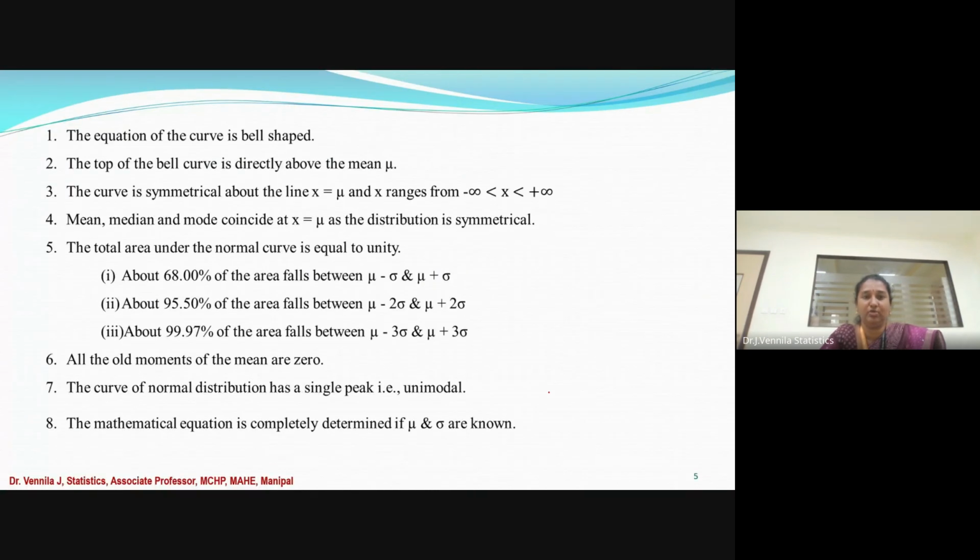We will just go through this. What are the points we discussed previously? It is the bell shape.